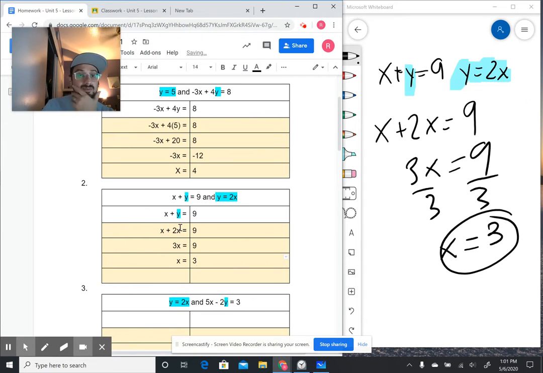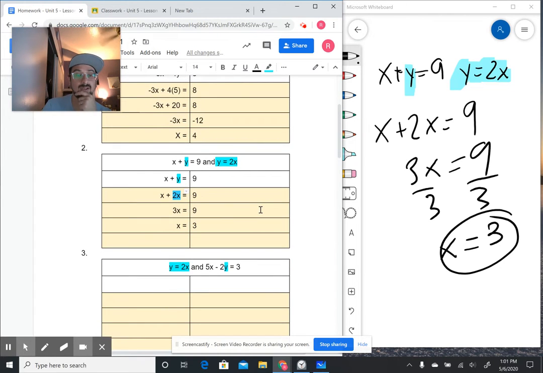Let me highlight the substitution. Okay. So we substituted that right there. Okay.